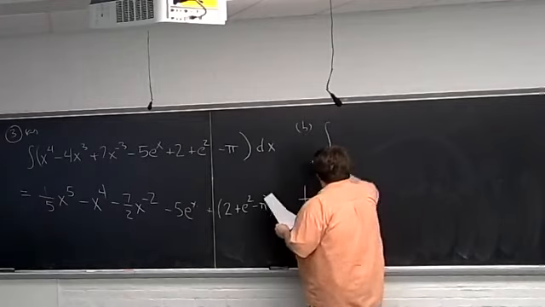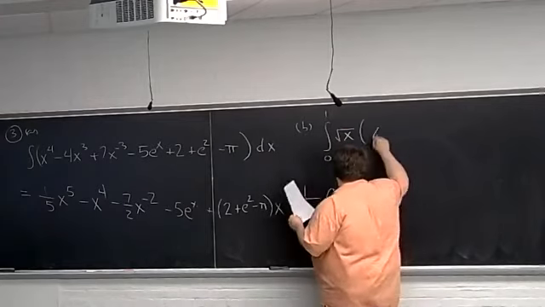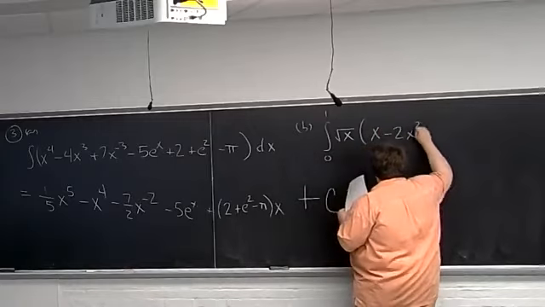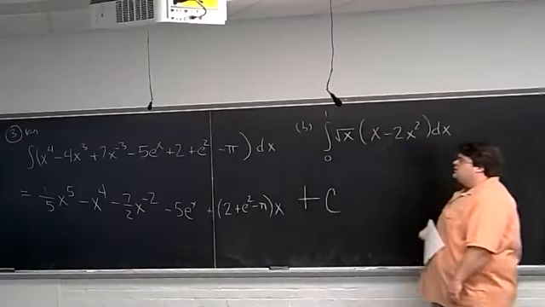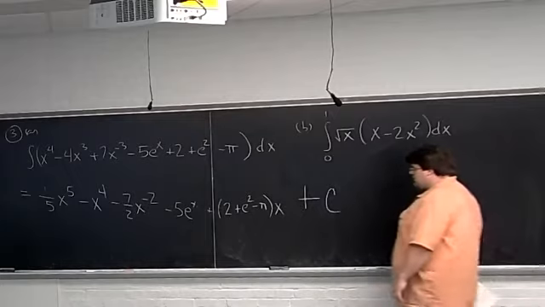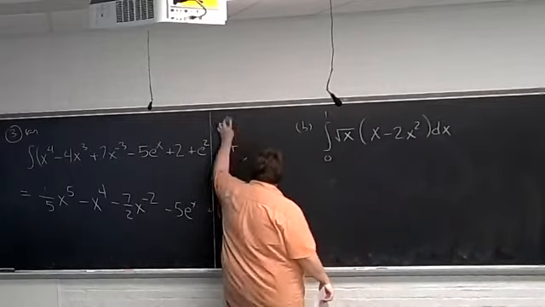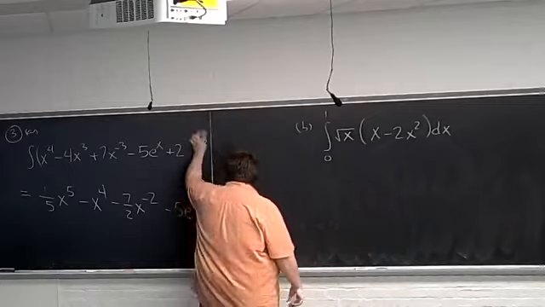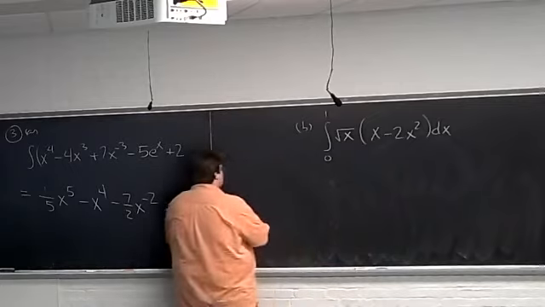Part B, integral 0 to 1 of root x times x minus 2x squared. Well, first of all, we have a product. We can't just do it piece by piece. There's no product rule for finding antiderivatives. But what can we do here? Well, we can distribute that root x. What do we get when we distribute the root x?